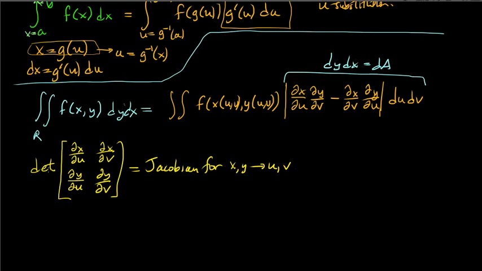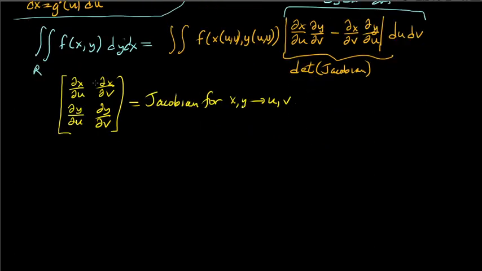Yeah, the Jacobian is just a matrix. So maybe let me erase determinant. Yeah, the Jacobian is not the determinant. The Jacobian is just the matrix. So what you're multiplying by here then is the determinant of the Jacobian. Just to make that clear.